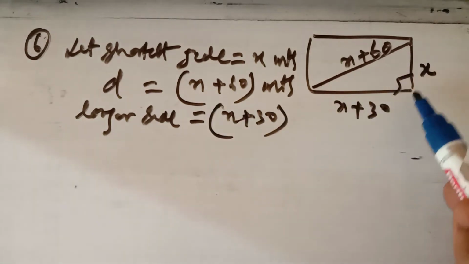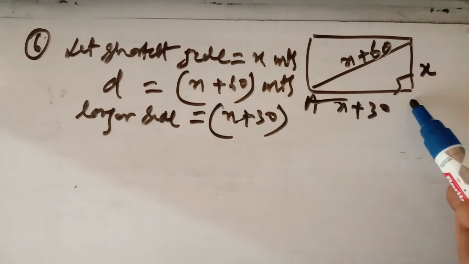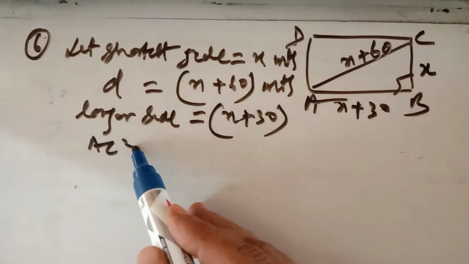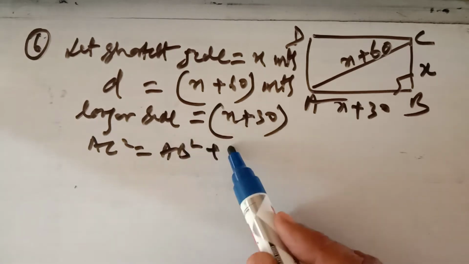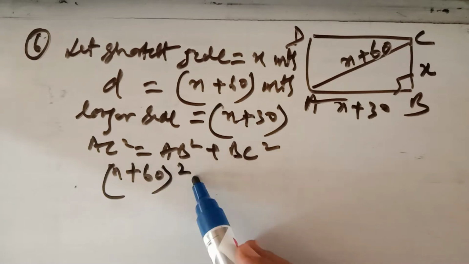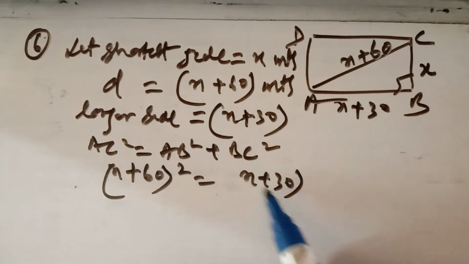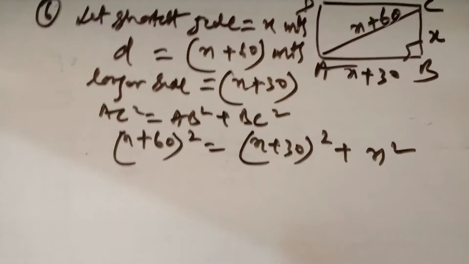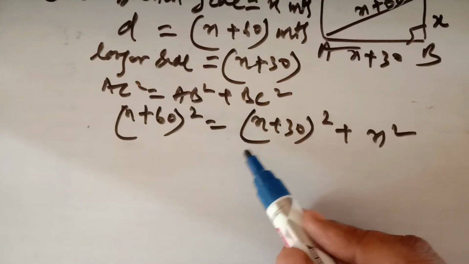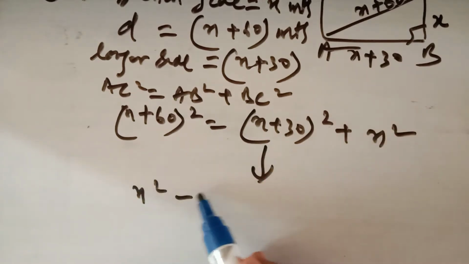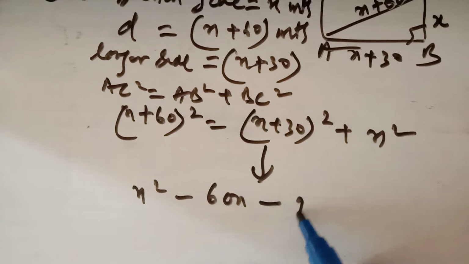Now you can use the Pythagoras theorem here, because it is a hypotenuse with 90 degrees at the vertex. So you can use AC square is equal to AB square plus BC square. So (X plus 60) whole square equals (X plus 30) whole square plus X square. Expand it: A square plus B square plus 2AB. You will get a quadratic equation as X square minus 60X minus 2700 equal to 0.